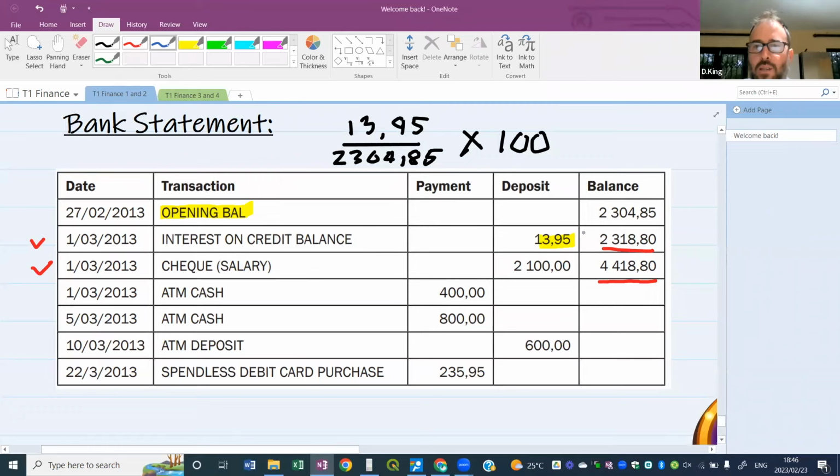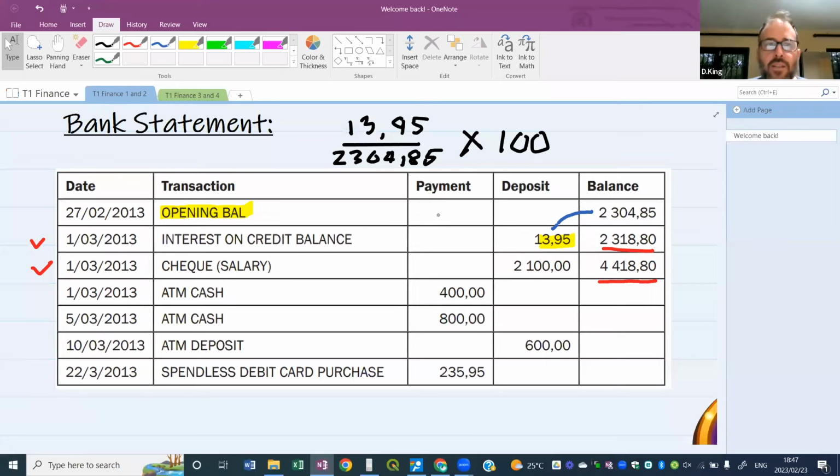As this statement starts in this month, they're going to calculate interest for you. So they calculate interest on your opening balance. And then they show you that with this interest that we calculated and given to you, this is now your new total of 2,318.80. I hope that makes sense.